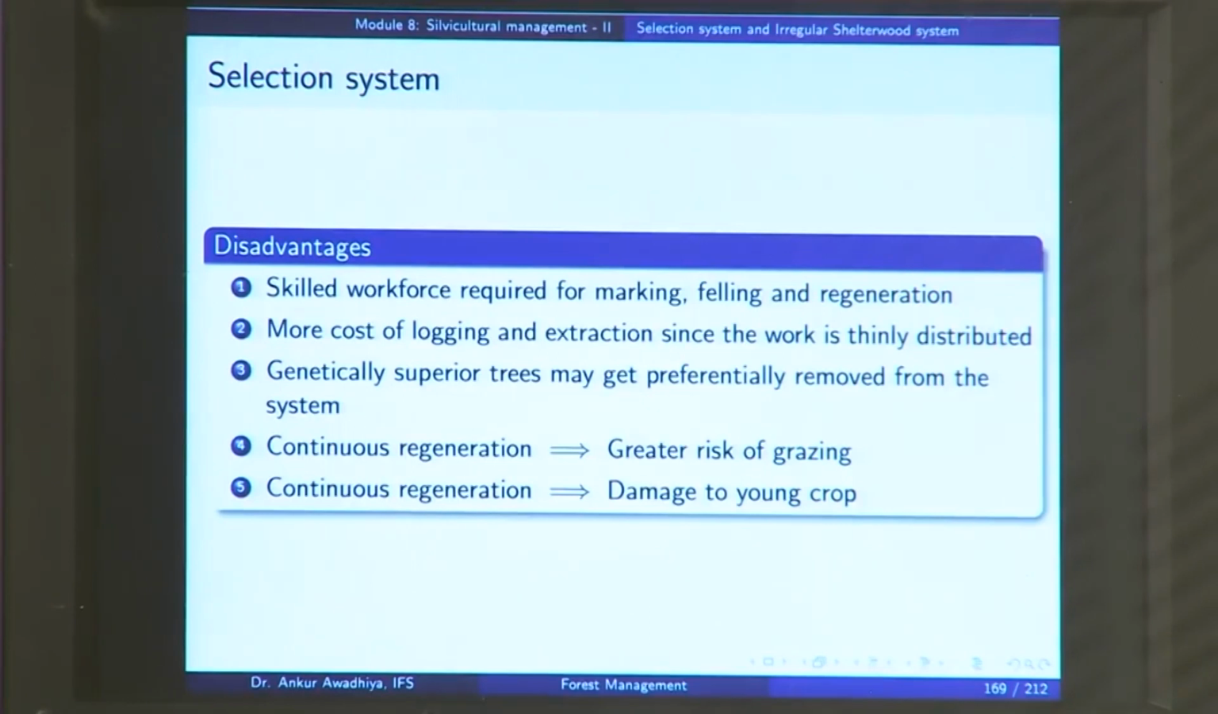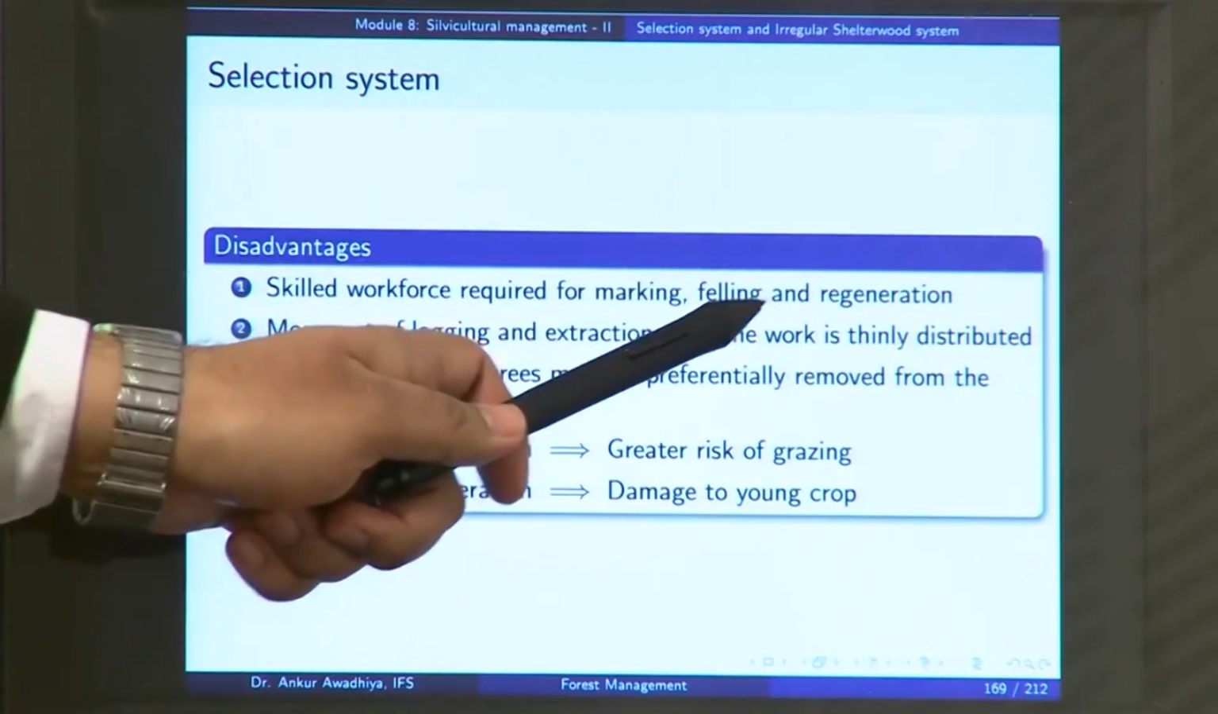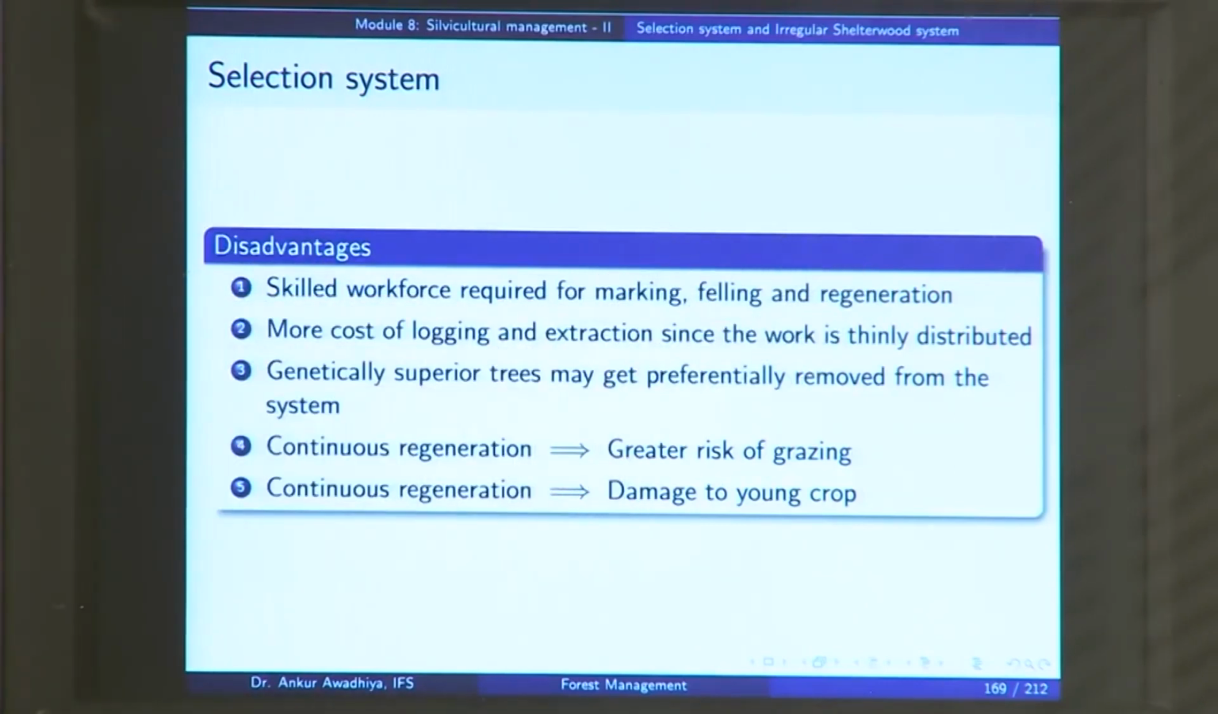However, you also have certain disadvantages. You require a skilled workforce for marking, felling and regeneration operations, because your workforce needs to be trained on measurement of these trees, on the enumeration of these trees. So, they need to maintain data about at what location what species of tree is available, what is the diameter of that tree, what is the height of that tree, what is the GPS coordinate of that tree. So, if you require such information to maintain your forest in an ideal selection state, then you will have to impart training to the workforce. So, more skill is required.